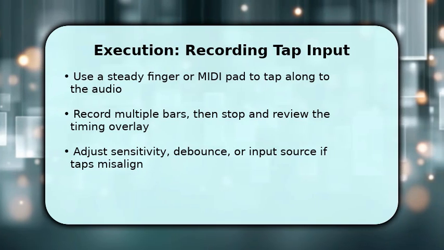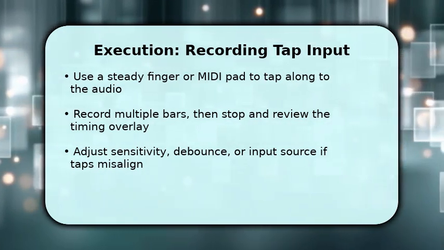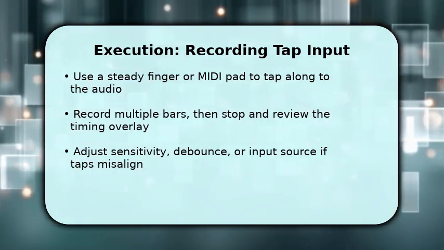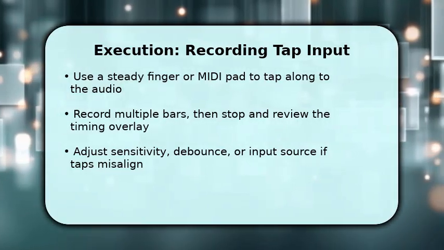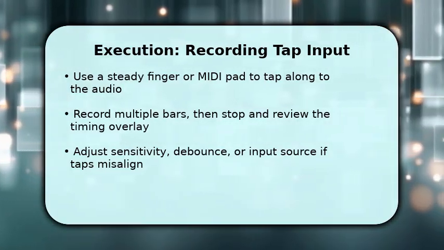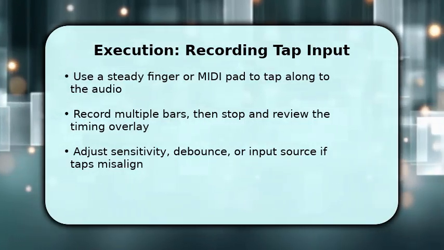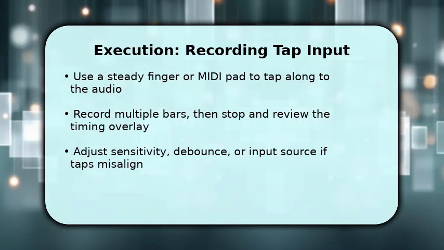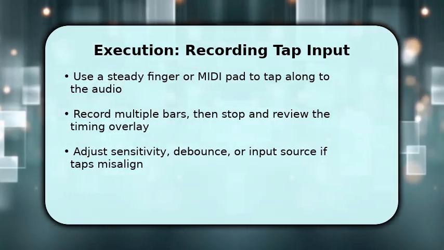Now you perform the tapping itself. Use a steady finger, mouse, or MIDI pad and tap along with the audio while watching the tool register hits. Record several bars to give the algorithm enough data, then stop and examine the timing overlay to see detected beats and offsets. If taps appear jittery, change sensitivity or debounce settings, or switch input source to reduce latency. Make sure to keep your taps consistent so the tool can calculate tempo and grid accurately.